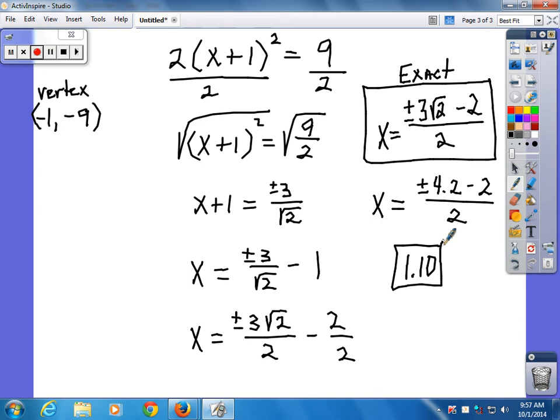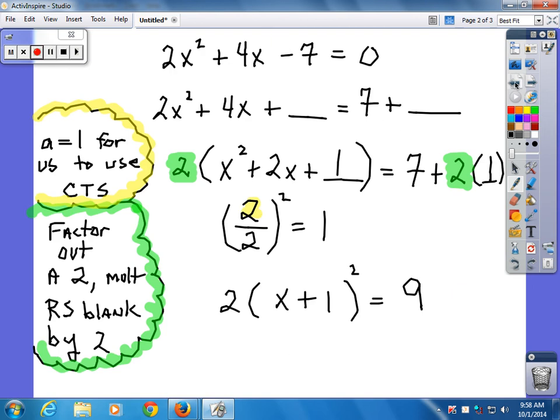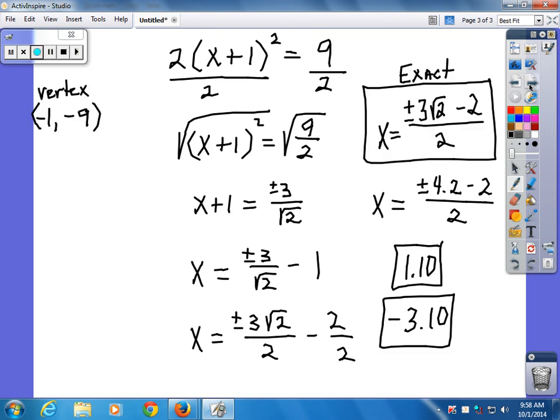What's $6.20 divided by 2? Negative 3.10 is your other x-intercept. Now, sketch your graph. Let's go back and find the y-intercept. What's the y-intercept? Negative 7. So our y-intercept is (0, -7). So now you've got your points so you can sketch the graph.